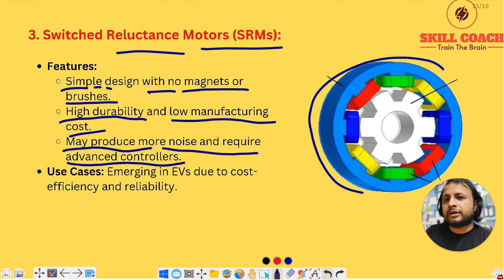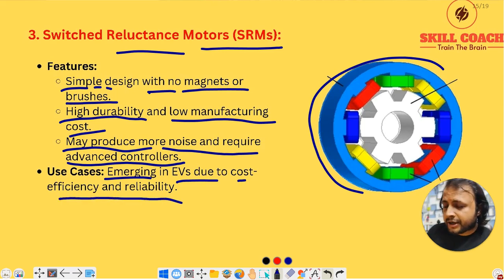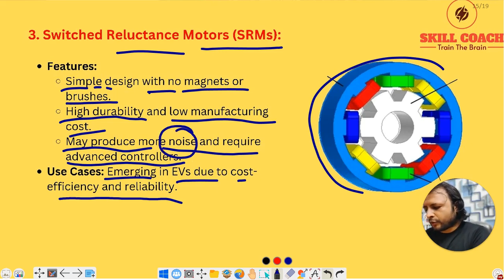Got it or not? Because we don't want noise. EV is popular because of very less noise. So that's why it is not much popular in EVs. Emerging in EVs due to the cost efficiency and reliability, it is not popular. That doesn't mean कि future में ये थोड़ा space नहीं बना. That can work. Okay, because the engineers are working to make it better to avoid this problem, noise.